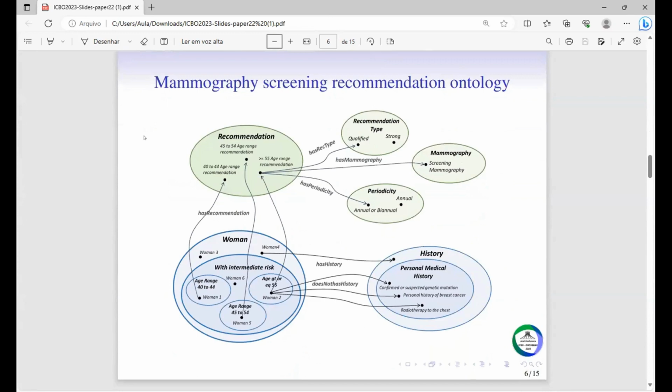As Jasmine said, the mammography screening recommendation ontology conceptualizes the American Cancer Society recommendations for women at average risk of contracting breast cancer, by describing those attributes of women that are relevant for recommendations, as well as the recommendations themselves. The set of axioms in the ontology are used by the reasoner to entail the correct recommendation for each woman instance.